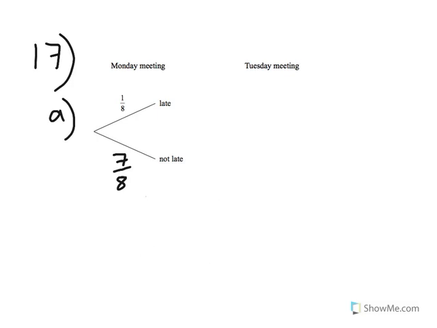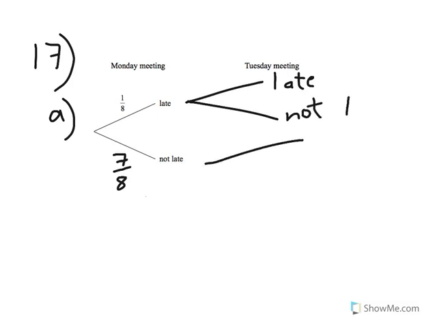Now, for the Tuesday meeting, he can again have two possibilities coming from either possibility here for the Monday meeting. He can again be late or not late. I'll just say not L. And after being not late on Monday, he can again come on Tuesday, and he can be late or he can not be late.